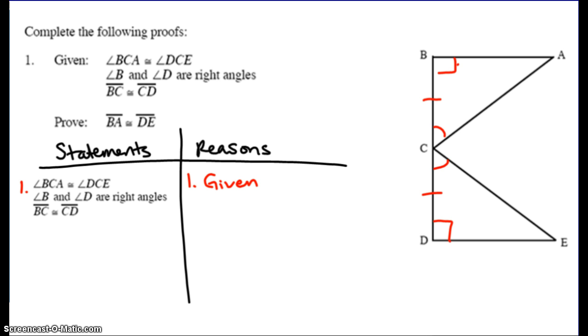We also know that angle B and angle D are congruent because that's the definition of right angles. So, don't know what's happening here, guys. Sorry about that.